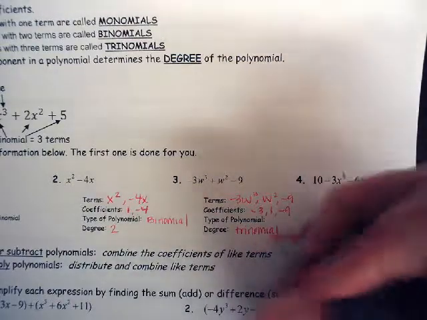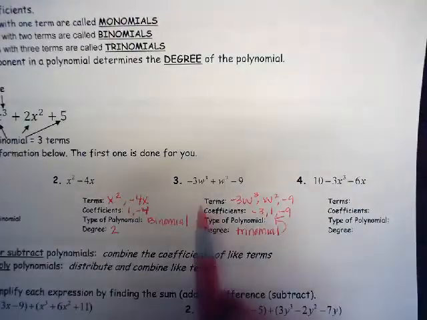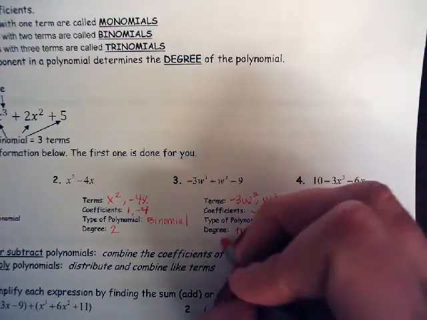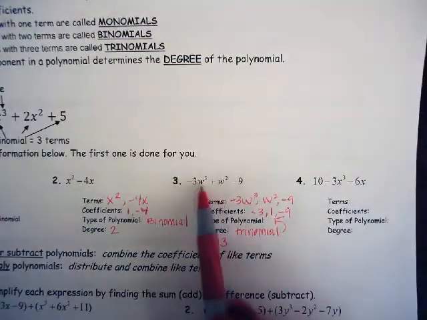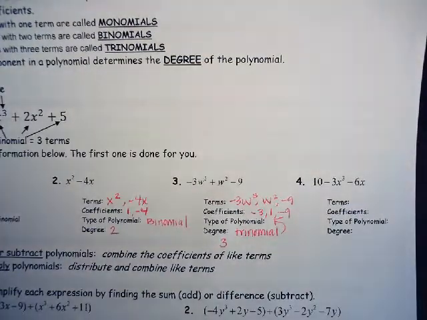Oh, I wrote that in the wrong spot. You'll have to forgive me. Put an arrow. Then the degree, this would be a third degree. So a degree of 3 because w cubed.